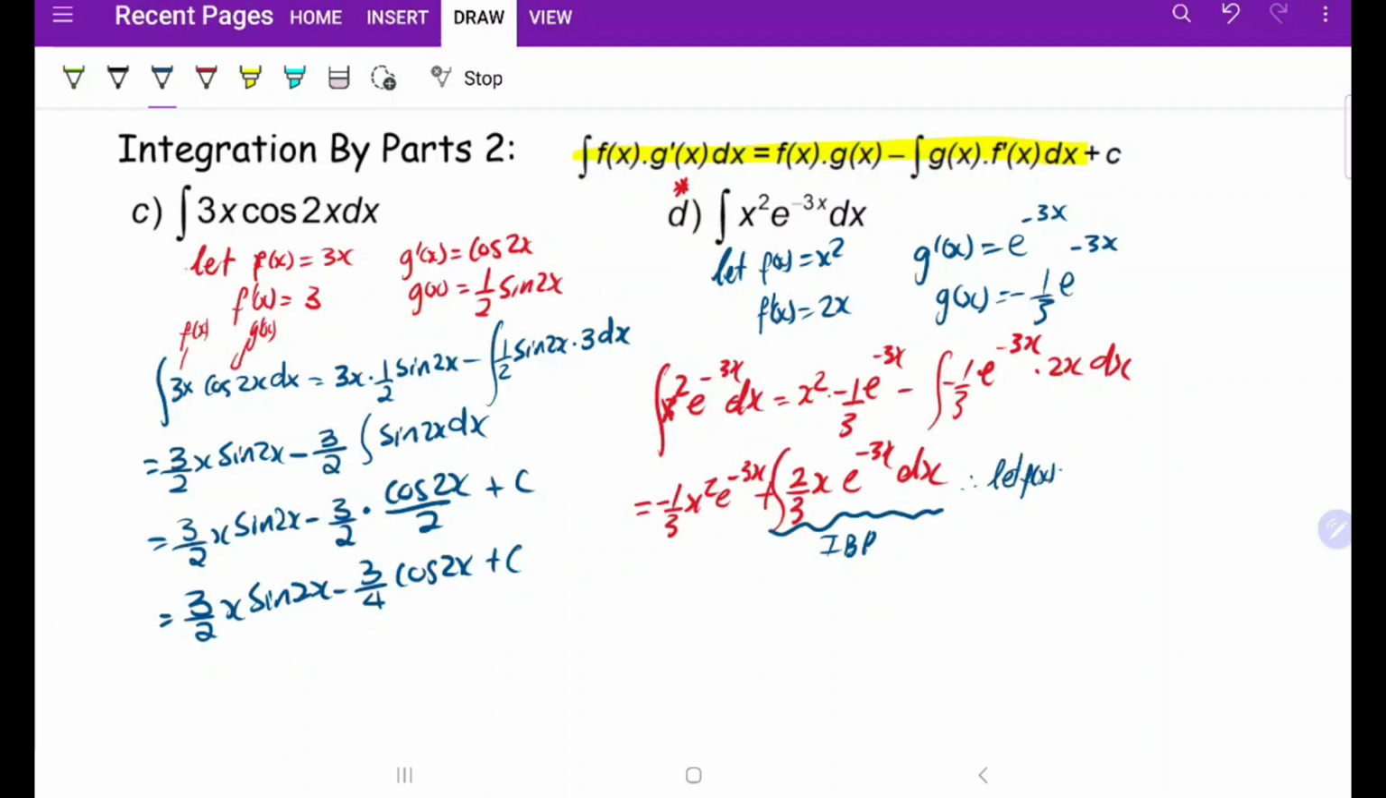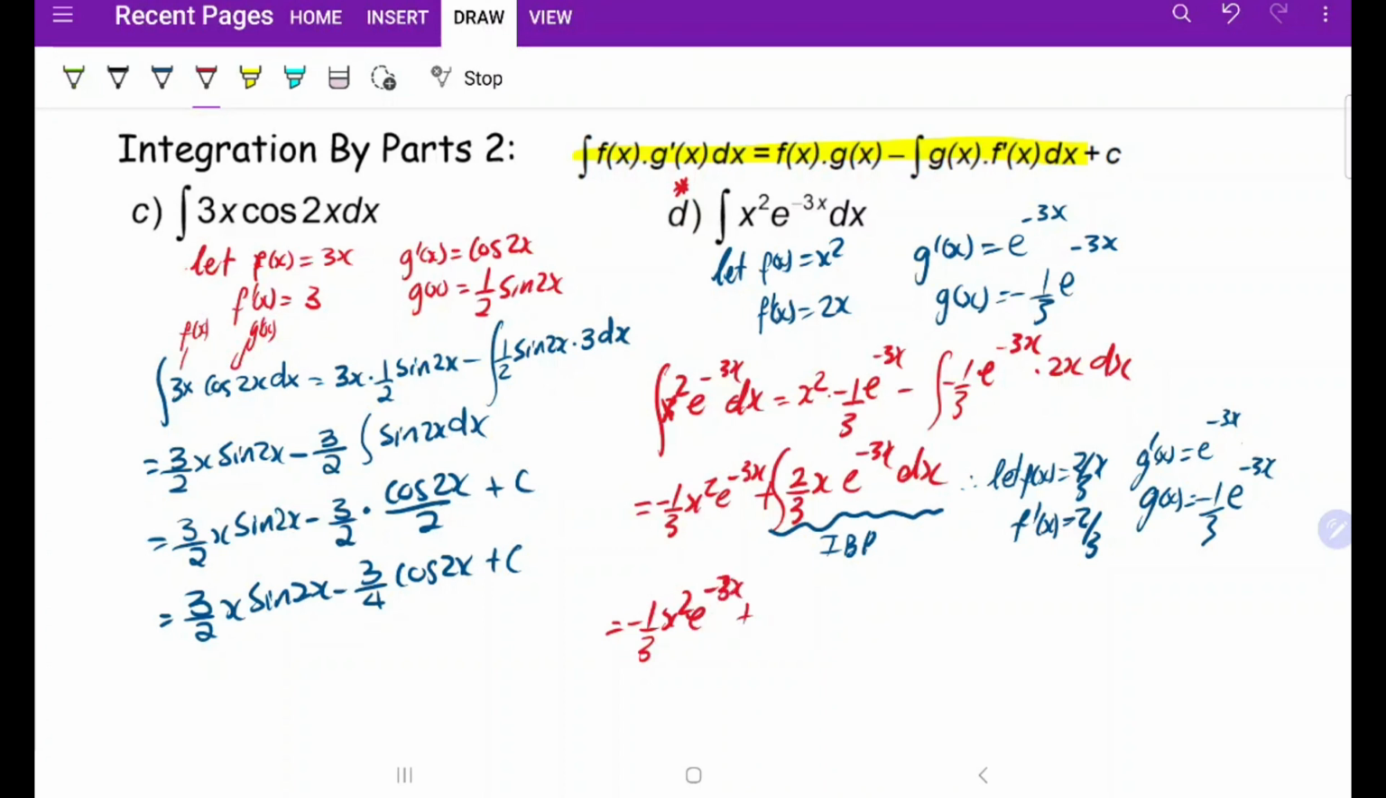In our case, I'll let f become 2 over 3 x, and therefore its derivative will just be 2 over 3. And then we'll let g prime of x equal e to the negative 3x, and therefore g of x simply becomes negative 1 over 3 e to the negative 3x. So this is quite a special question because you had to do integration by parts twice. So now let's get back to the question, simplifying that.